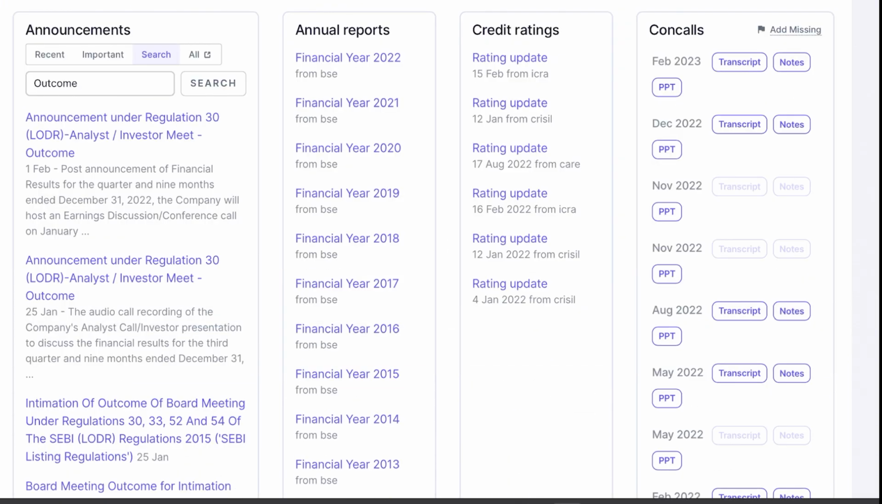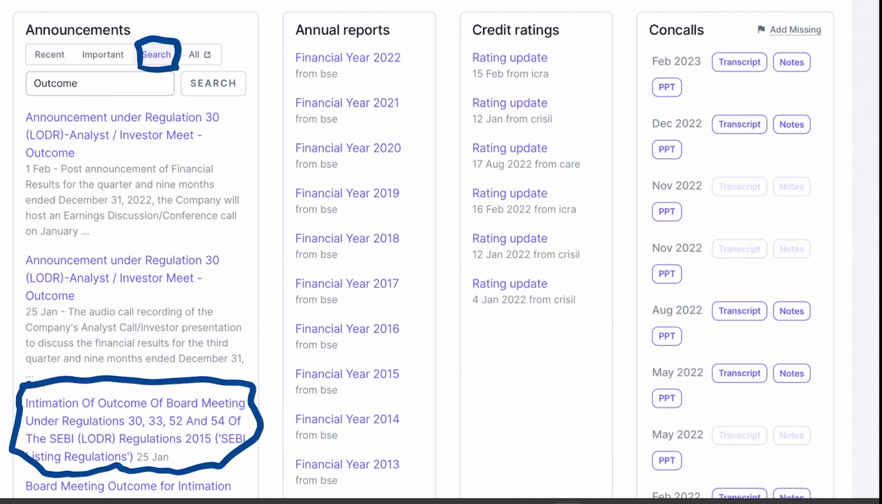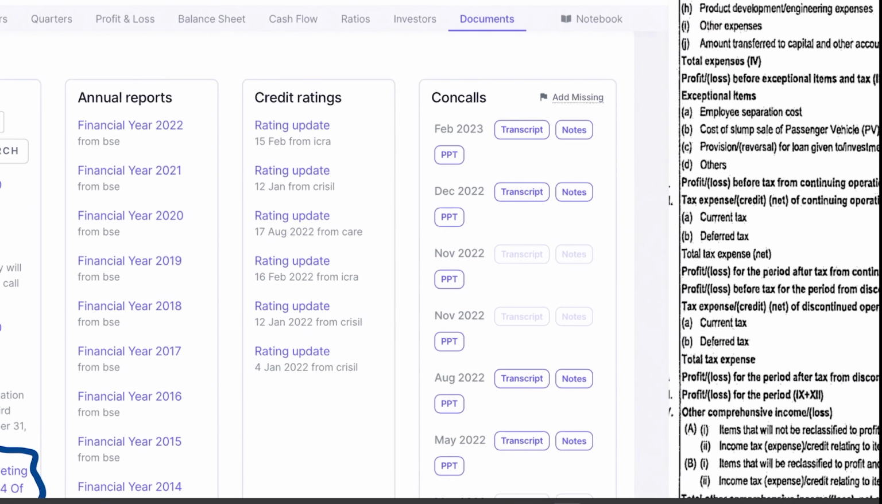When you check the documents section, under the documents section, there is a search tab. Always look out for this particular point: intimation of outcome of board meeting. This particular meeting will again be about balance sheet analysis. So the company would release their balance sheet every year to retail shareholders, or they would place it on the BSE or NSE website. In Screener, you can directly access that document. I will show you how that particular board meeting company analysis balance sheet statement would look.